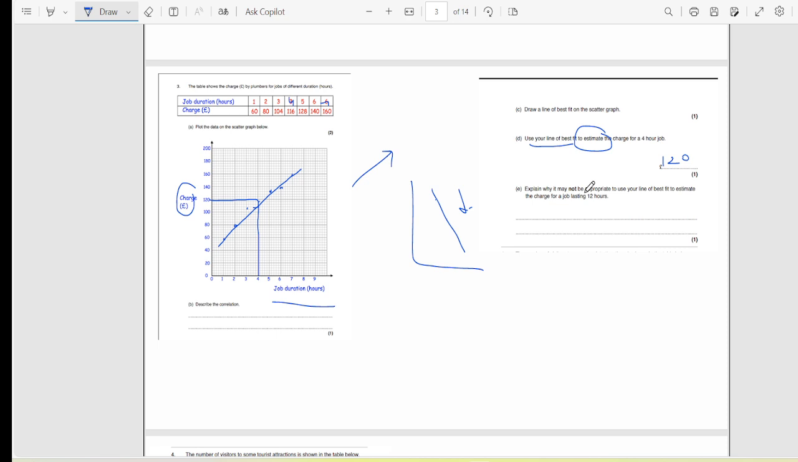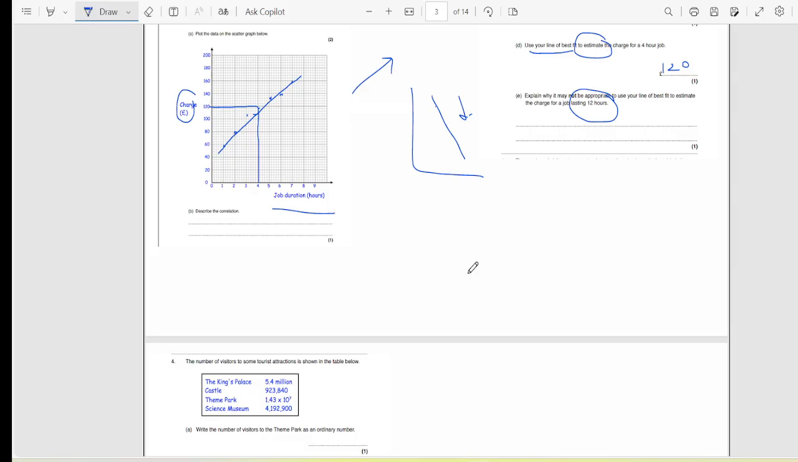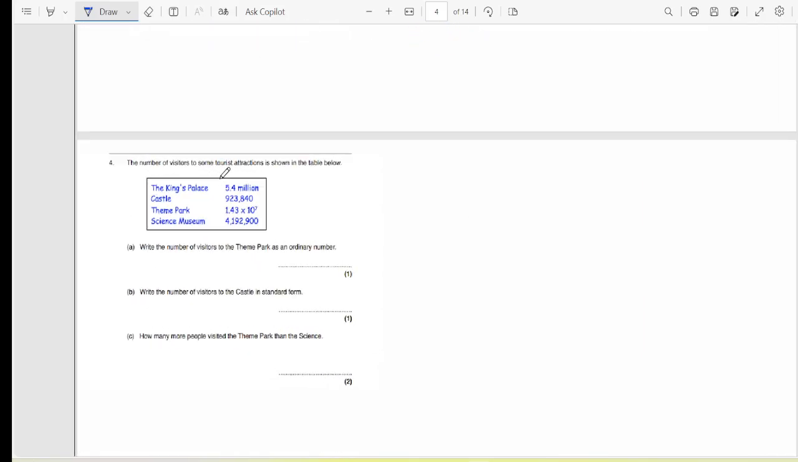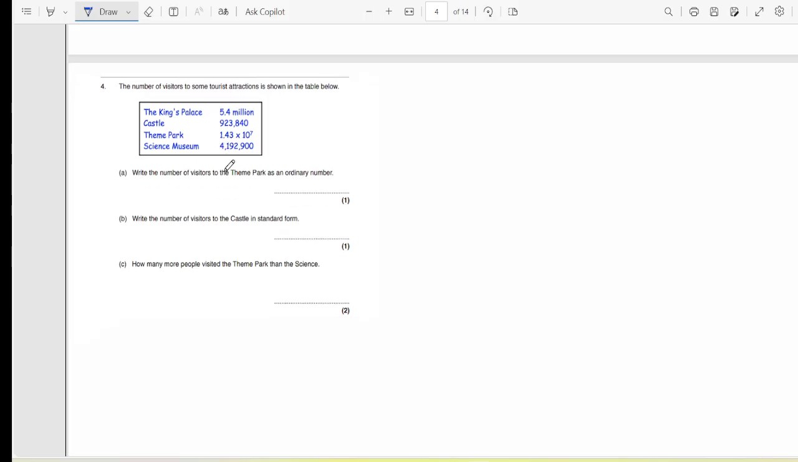Explain why it may not be appropriate to use your line of best fit to estimate the charges for a job that lasts 12 hours. Because the range is only up to 7 hours, right? If you see the data, 12 hours is beyond the range of the data. That's why this won't be reliable even if we use it. Next question. There is data given, the number of visitors at different places.